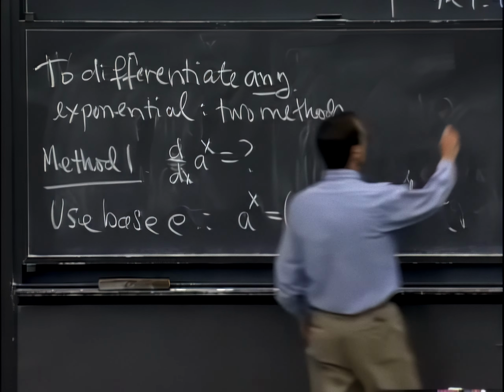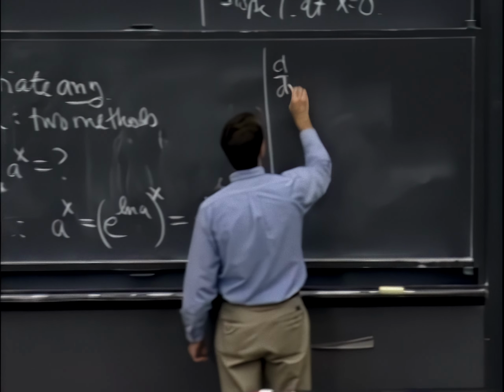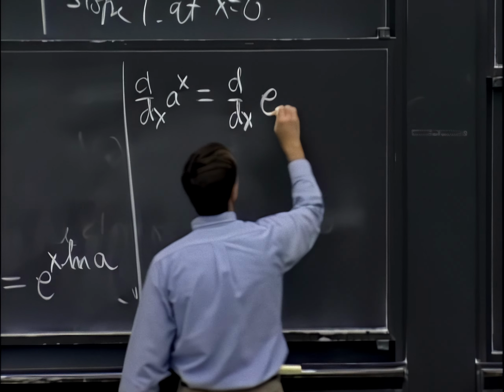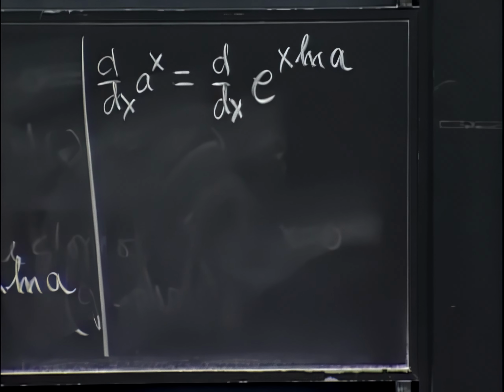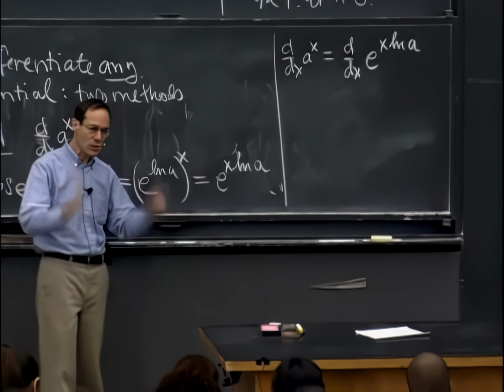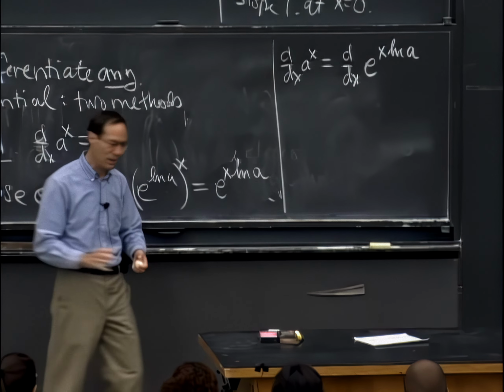So now I'm going to carry out the differentiation. So d by dx of a to the x is equal to d by dx of e to the x log a. And now, this is a step which causes great confusion when you first see it, and you must get used to it because it's easy, not hard. Okay?